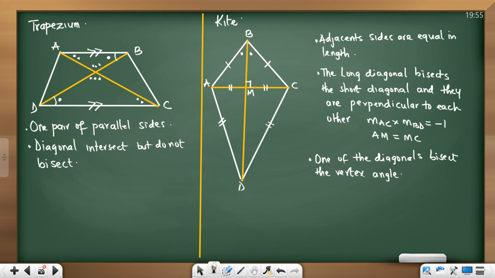That's a kite. Adjacent sides are equal in length. The long diagonal bisects the short diagonal, and they are perpendicular. So take note of this keyword. The keywords are length, bisect, and perpendicular. All right. Oh, no. The way I did this, there's a problem here. Please put a third stroke here, because that means something different now. So those two are equal.